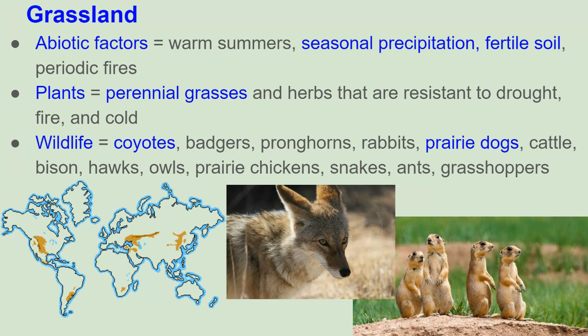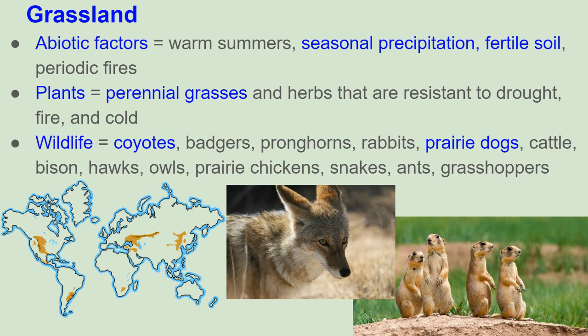The plants are perennial grasses. That means that they are going to continue living for season after season. And then herbs that are resistant to drought, fire, and cold. So some of the plants there, even if the periodic fires come and wipe out a lot of plants, some of the plants can actually survive.